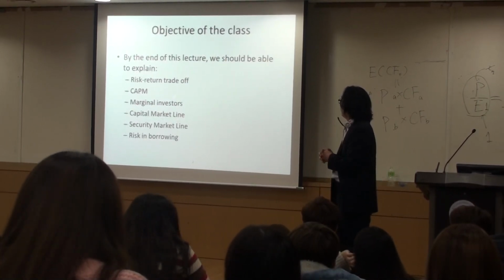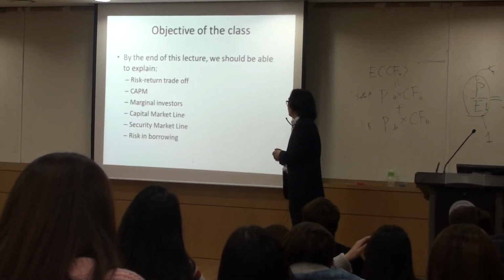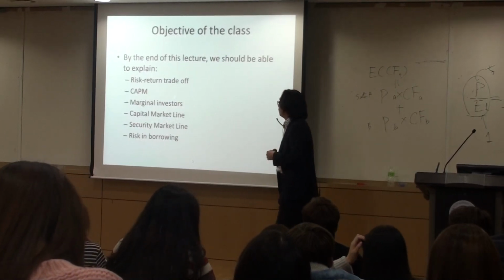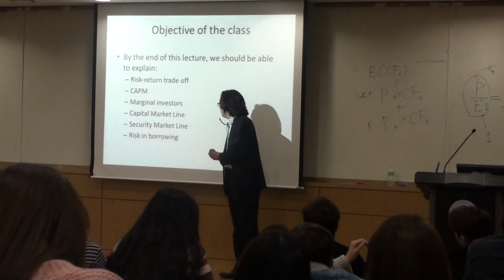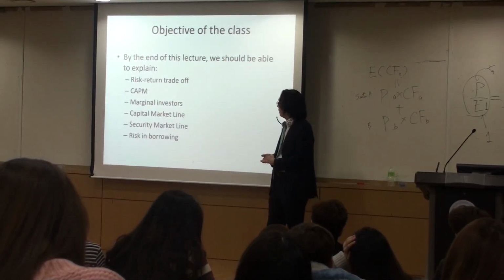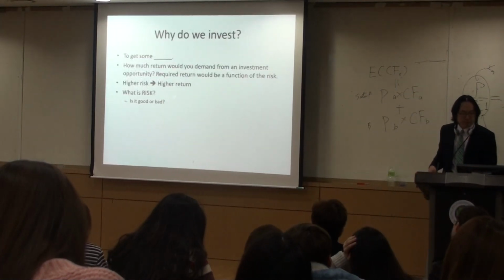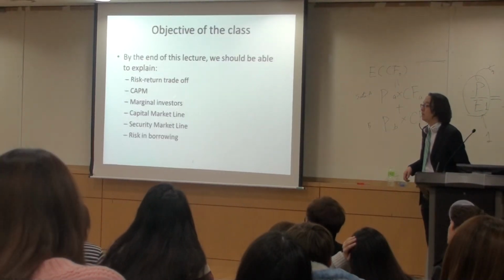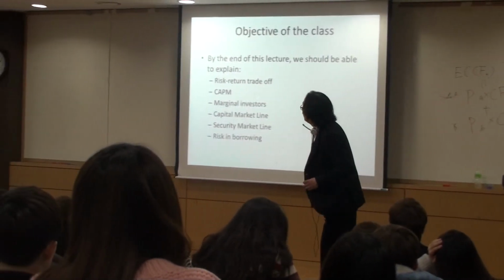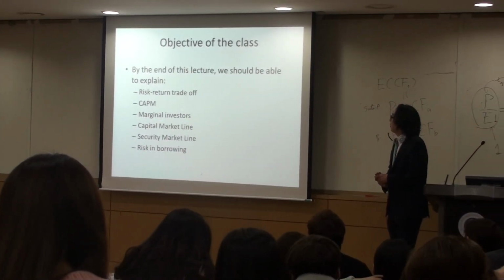The most important things we have to think about are the risk-return trade-off and what we mean by marginal investors. And then we have to think about what the capital market line means and what the security market line is trying to tell us, and things like risk in borrowing later on. Yeah, 5 minutes left. I don't want to go over time. All right. So, risk-return trade-off.